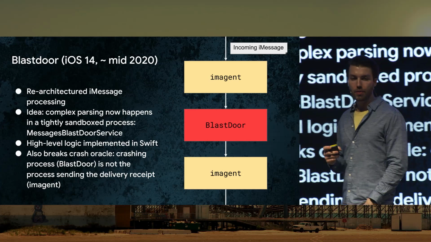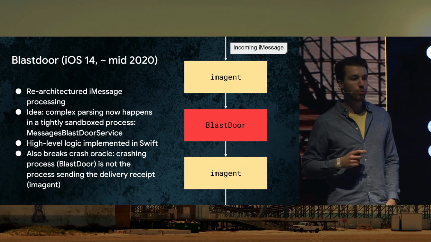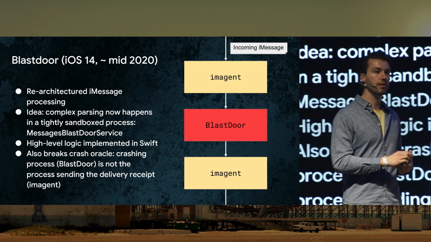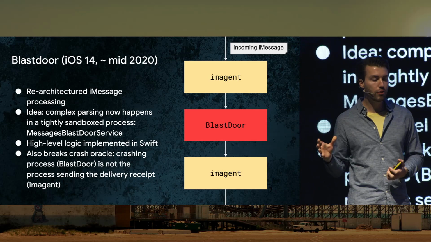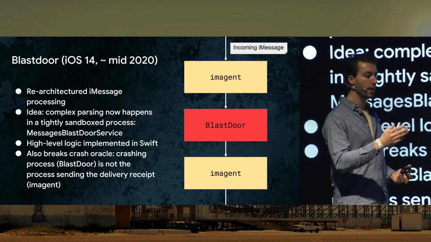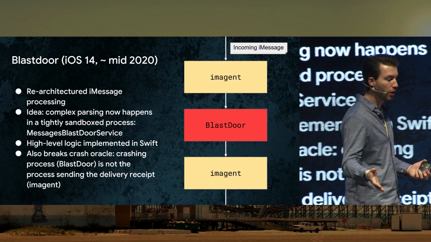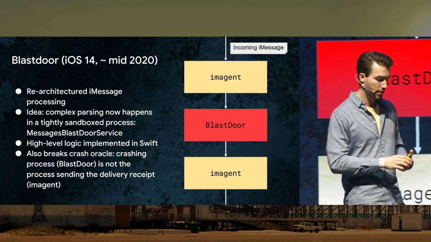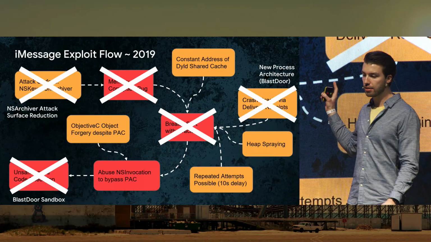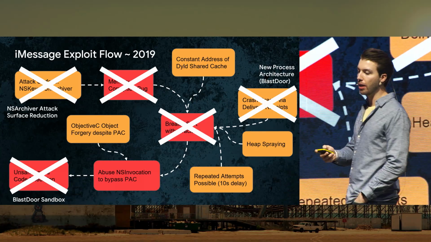But also, besides sandboxing stuff, this also breaks the crash oracle, because the sending of the delivery receipt is decoupled from the process that crashes, right? So if you send a crashing payload, BlastDoor crashes, but IMAgent is the thing sending the receipt, so this no longer works, right? And so they fixed this box here, and this already breaks the ASLR bypass.